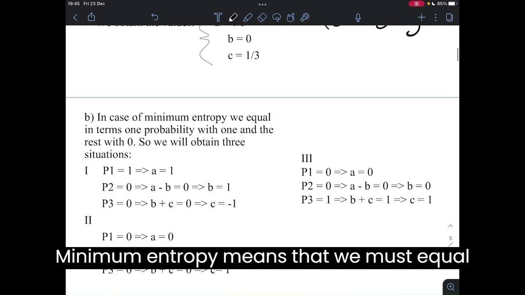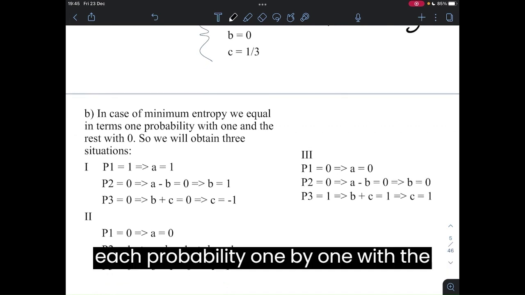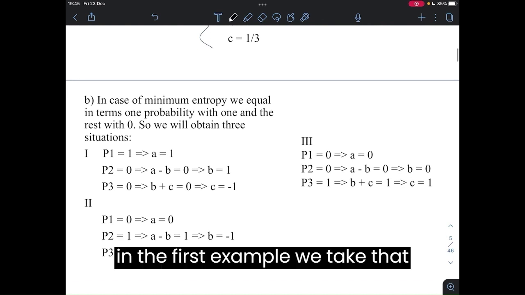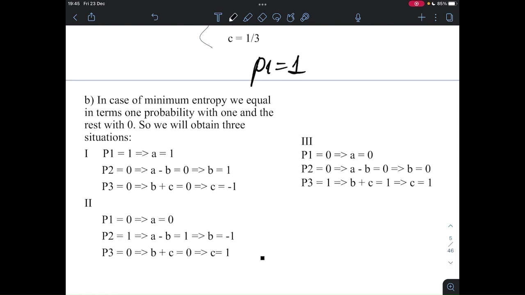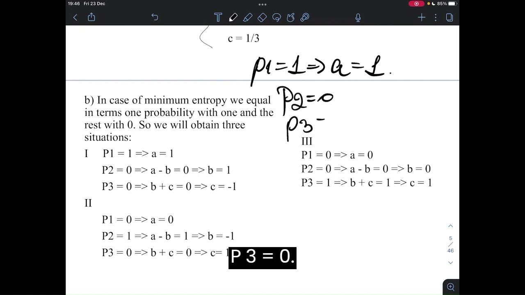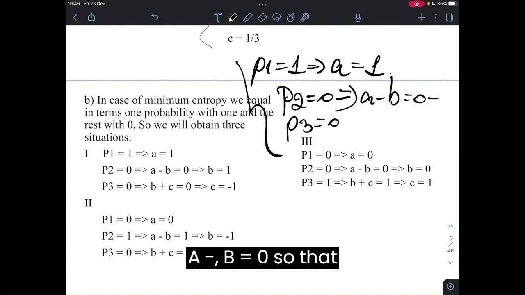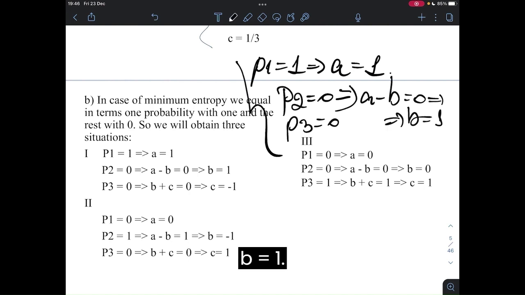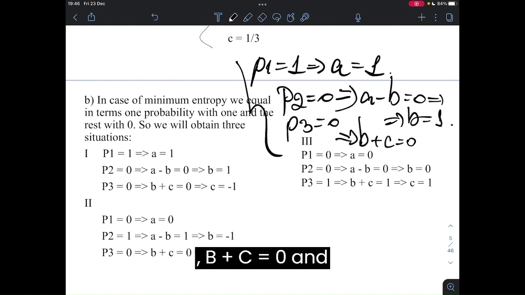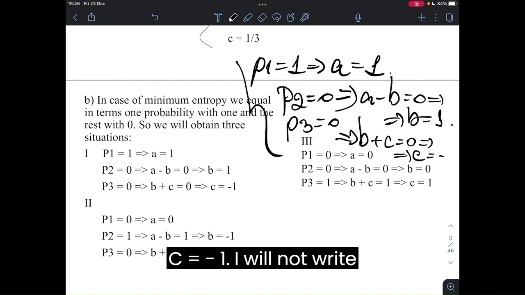Moving on to the second requirement, to find the minimum entropy. Minimum entropy means that we must equal each probability one by one with the value of one. So in the first example, we take that p1 equals one, meaning that a equals one. So we know by now one value. p2 equals zero and p3 equals zero. a minus b equals zero, so that b equals one. And p3 equals 0, b plus c equals 0, and c equals minus 1.